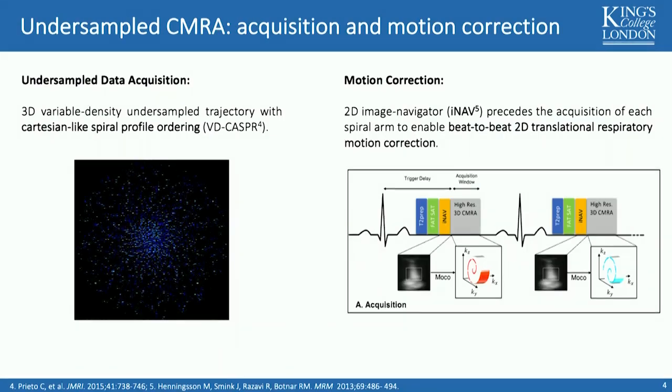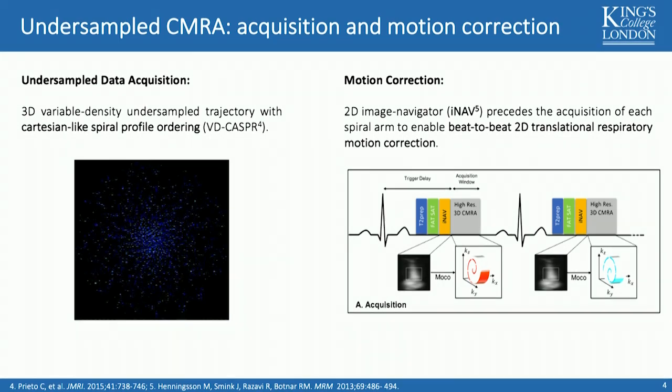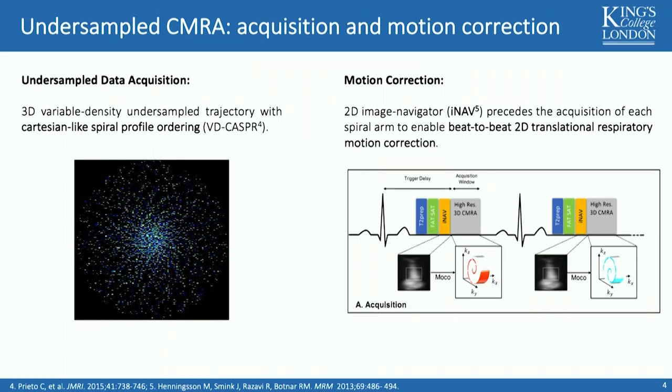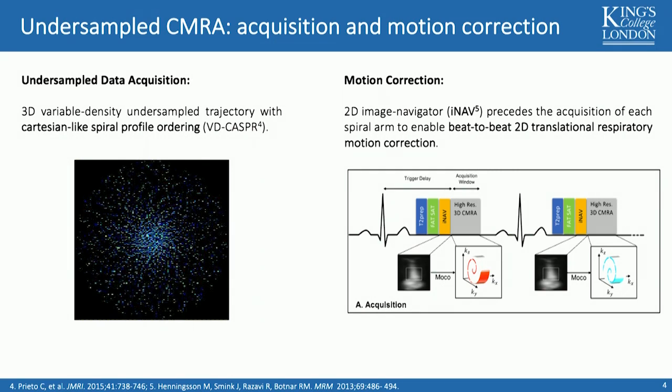As you saw before, we use a 3D variable density undersampled trajectory with Cartesian-like spiral profile ordering. And to correct for motion, we use 2D image navigators that precede the acquisition of each spiral arm to enable beat-to-beat 2D translational respiratory motion correction.